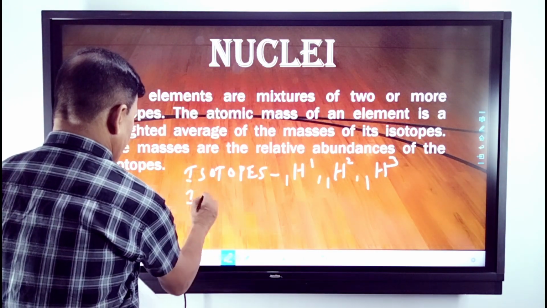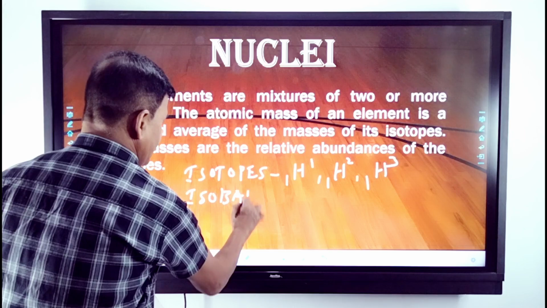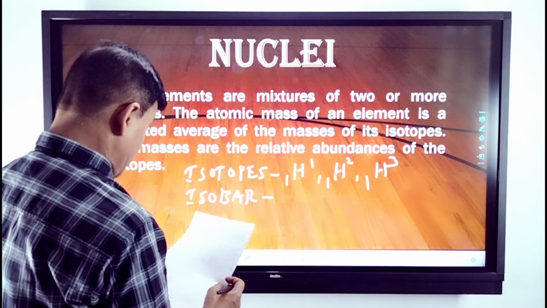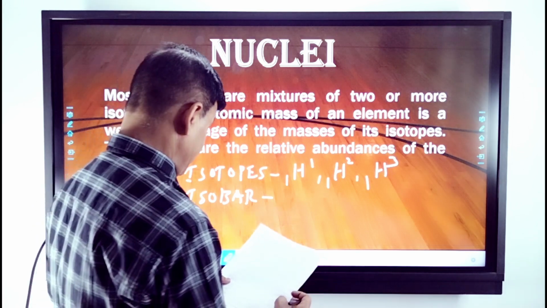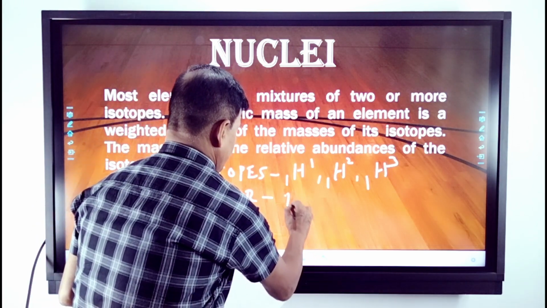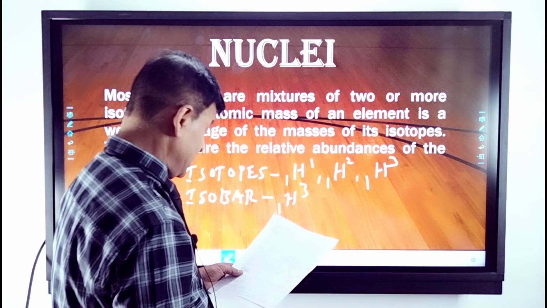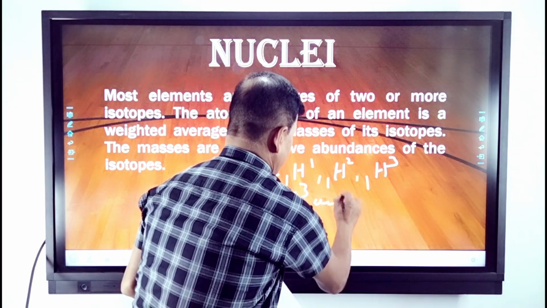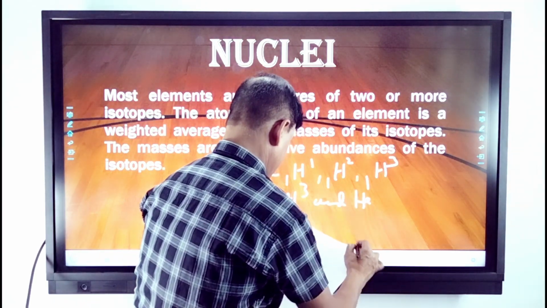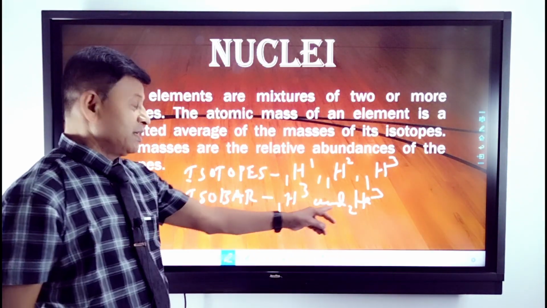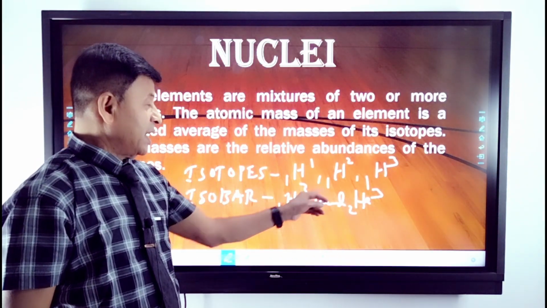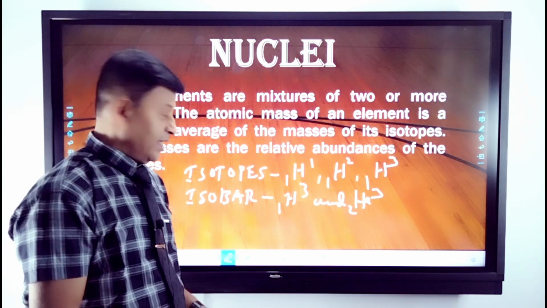Next, come to isobars. Now you can see the examples of isobars as H 1 3, this is your tritium, and the next one is helium 2 3. Here what you find is that the Z number is different, 1 and 2, and the mass number is the same, 3 and 3.